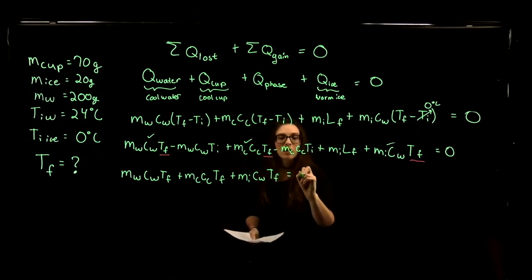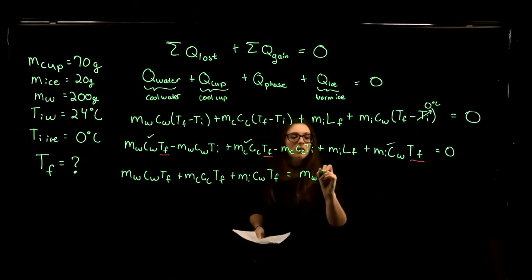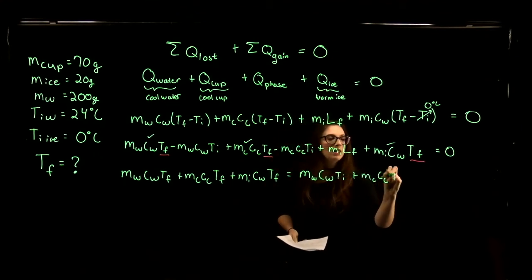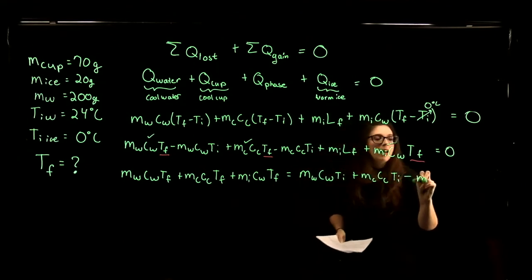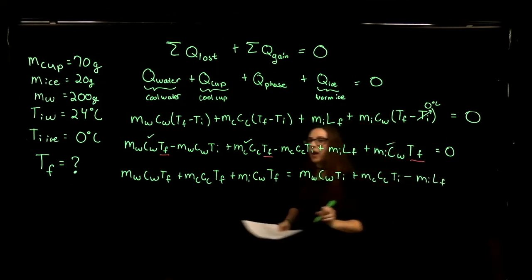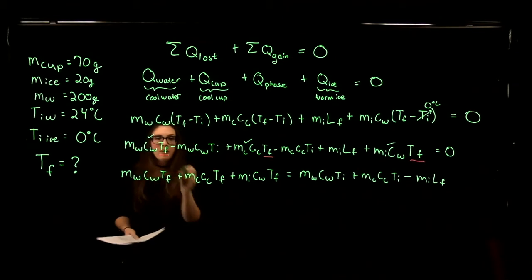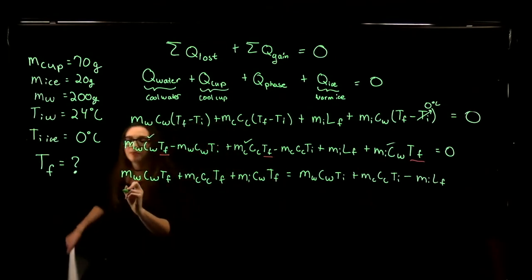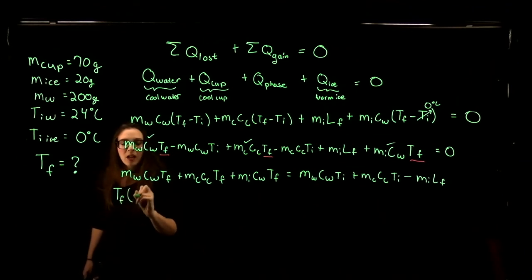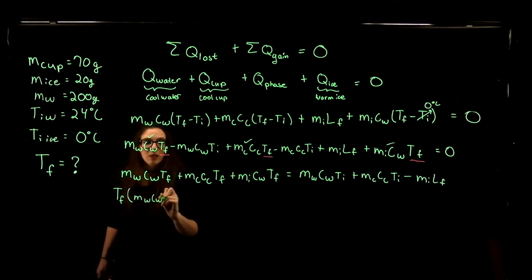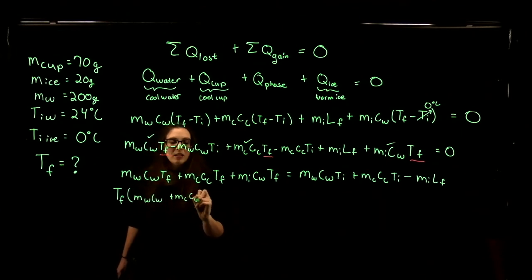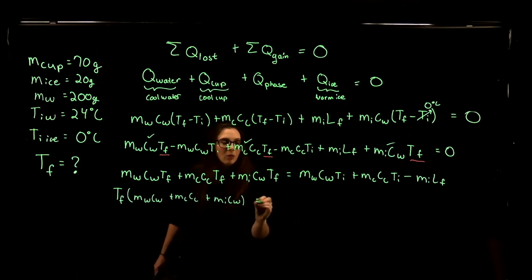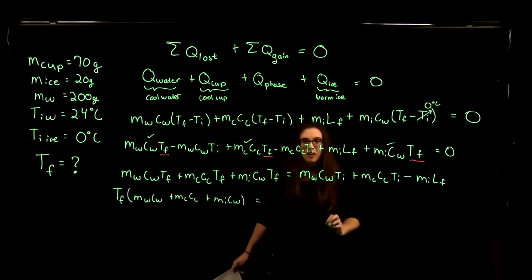So that equals MWCW T initial plus MCCC T initial minus mass of the ice, latent heat of fusion. Okay. Now, from these terms right here, I can factor out a T final from the front. T final times MWCW plus MCCC plus MICW. That equals all the stuff over here, okay?